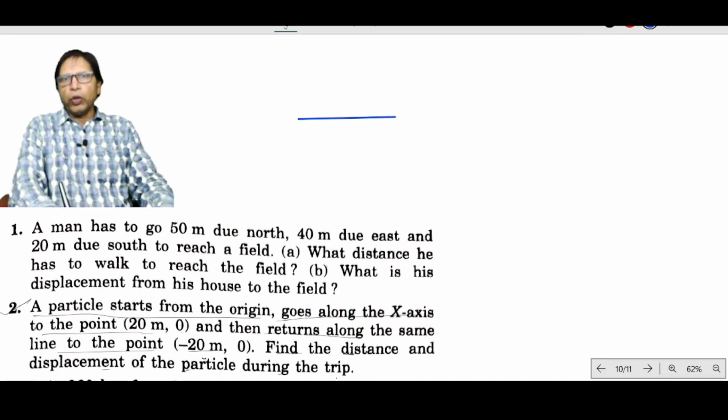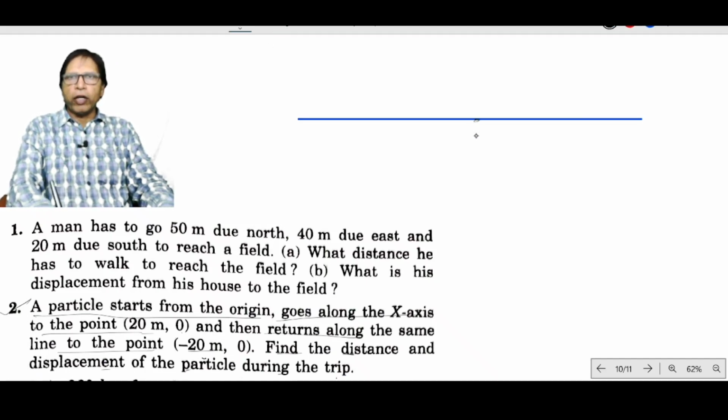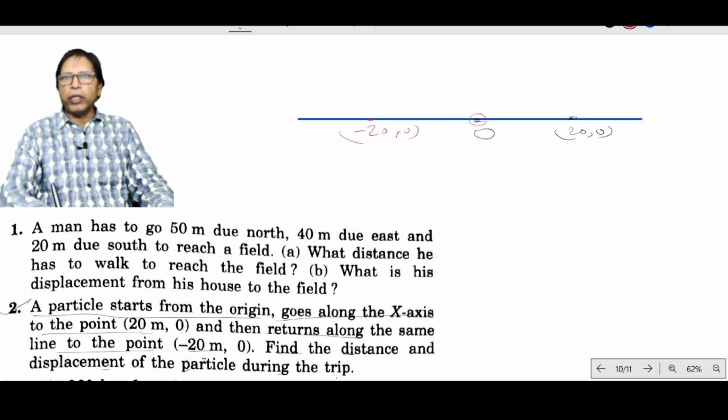Look at this. Suppose this is the line which is the x-axis. Now this is the origin. The particle moves from this to this. This is 20, 0. And then this is minus 20, 0. So this is the initial position, this is the final position. So the displacement is from minus 20 to 0, so minus 20 meter is the displacement.